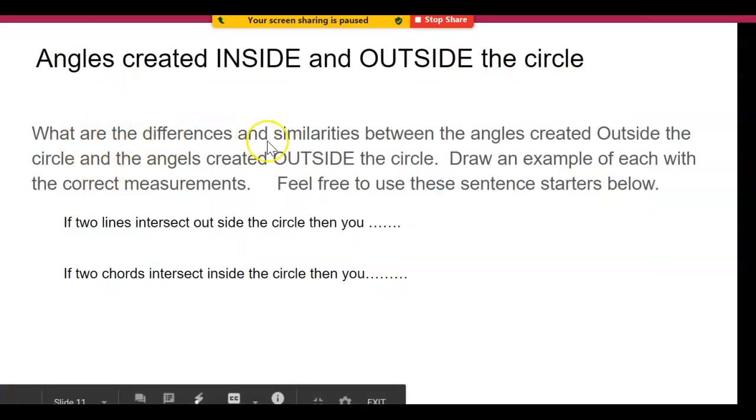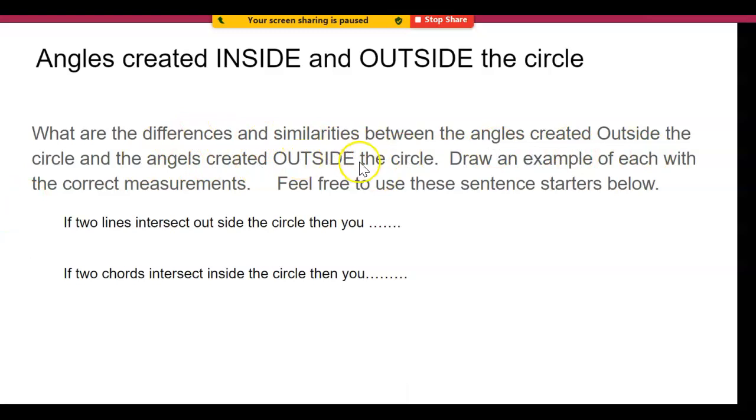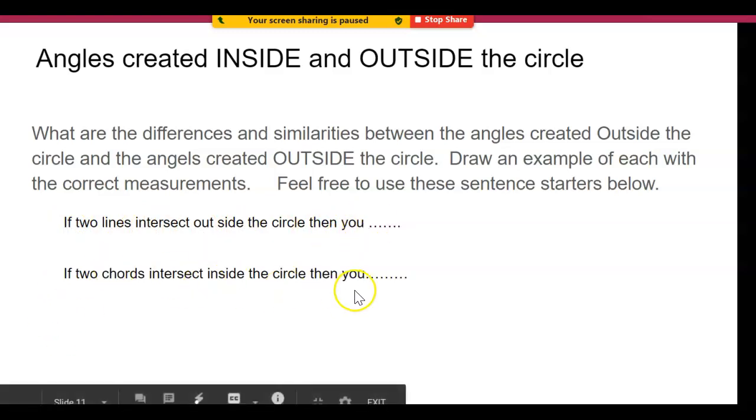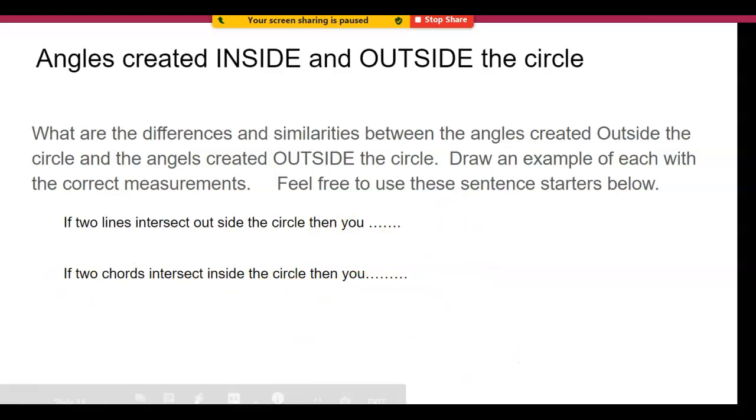Okay, last page. What are the differences and similarities between the angles created outside the circle and the angles created inside the circle? Draw an example of each with the correct measurements. Feel free to use the sentence starters below. If 2 lines intersect outside the circle, what does that look like, and then what do you do? If 2 chords intersect inside the circle, then what do you do, and what does that look like? So draw the 2 examples on your notes and then write what you do. Do you add? Do you subtract? Do you divide by 2, multiply by 2? What would you do?